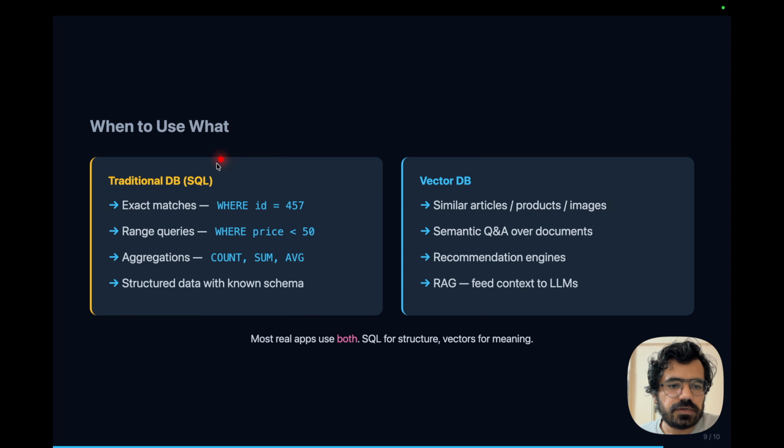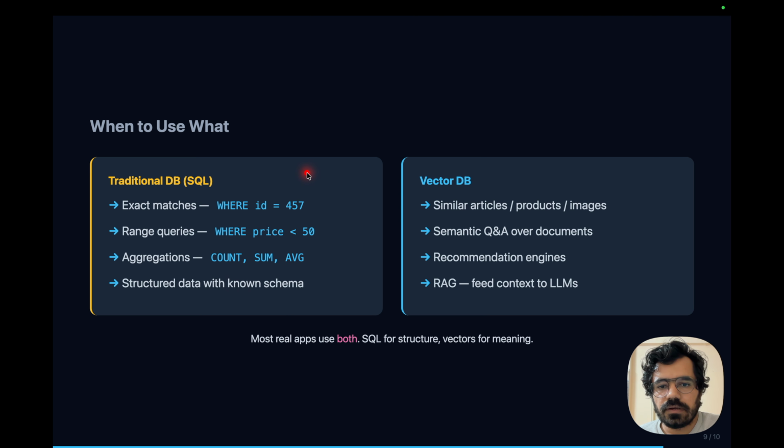When to use what? When to use a traditional SQL database, or when to use a vector database? Exact matches, let's say if you're looking for some ID or some record, then you can use exact match or the SQL databases.